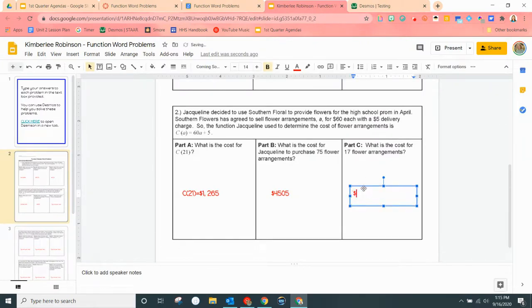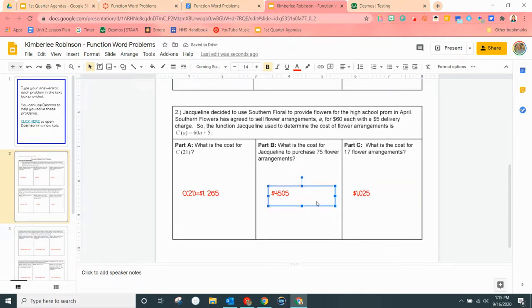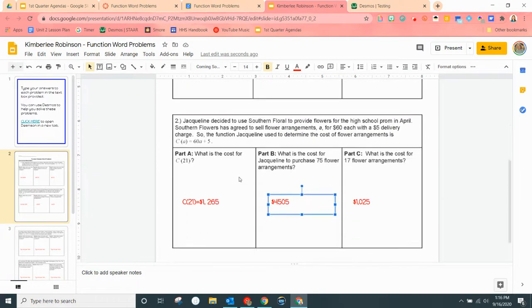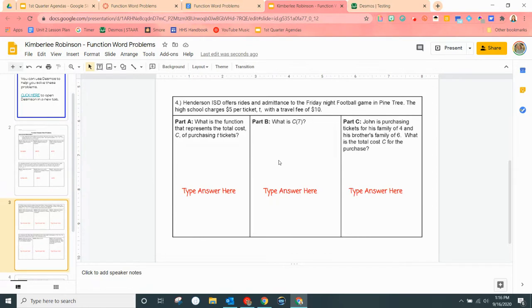Look, how easy is this, right? Whoops, I should have done 25. $1,000 and $1,025. Desmos is doing the hard work for us. So nice. So very nice.